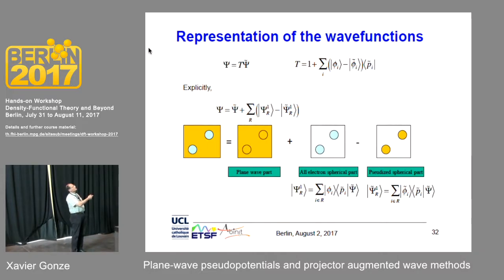So you see that the full wave function is the pseudo wave function plus a sum over the atomic spheres of something that is all-electron-like minus something that is pseudo-like. So the full wave function, yellow means it is smooth, blue it is very peaked, very hard, oscillating, etc., will be a plane wave part here, plus an all-electron spherical part, hard but only present in this sphere, minus the pseudo-partial waves. So at the end we obtain the correct result.